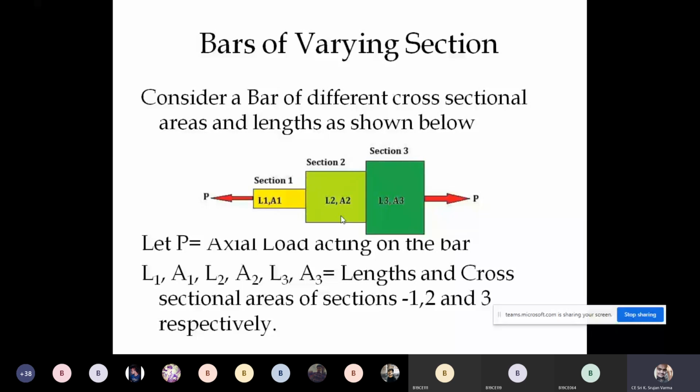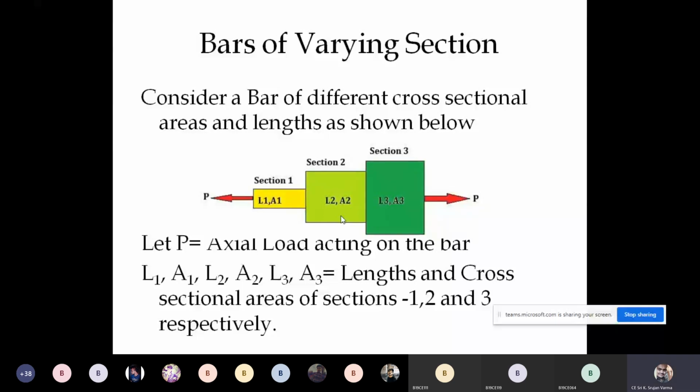There is a picture shown on the screen. Three or four different sections or bars, either rectangular or circular or a combination of both, are connected together and applied with some load. So it can be called a bar of varying section, a composite section. For bars of varying section, we can calculate the length and the stresses developed in them.